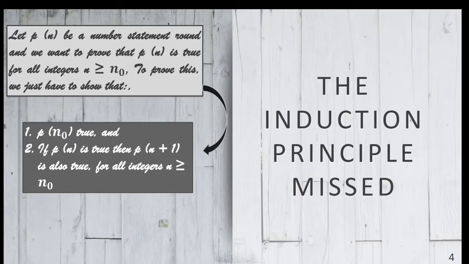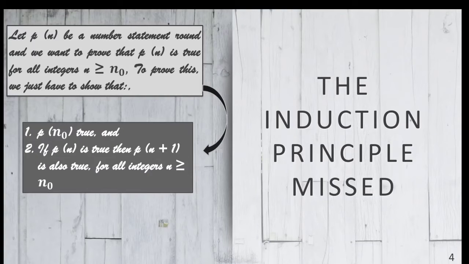And next is the induction principle method. Let Pn be a numbered statement, and we want to prove that Pn is true for all integers n greater than n0. To prove this, we just have to show that first Pn0 is true, and second, if Pn is true, then Pn plus 1 is also true for all integers n greater than n0.